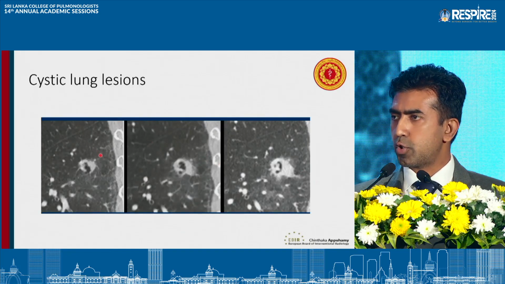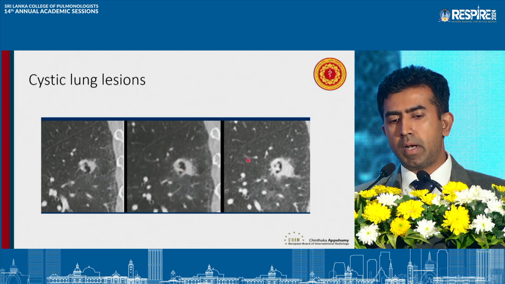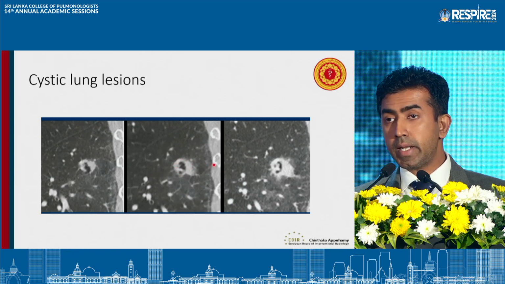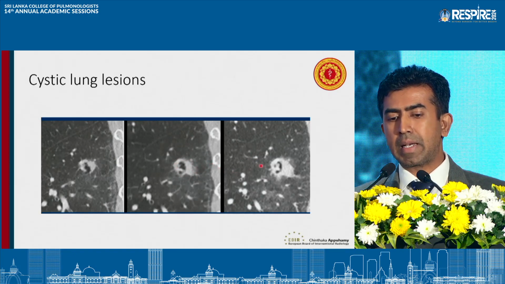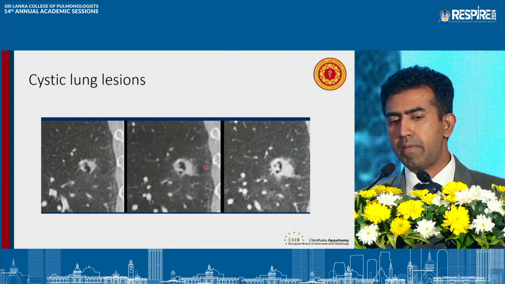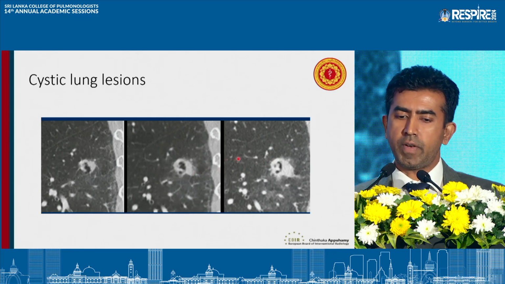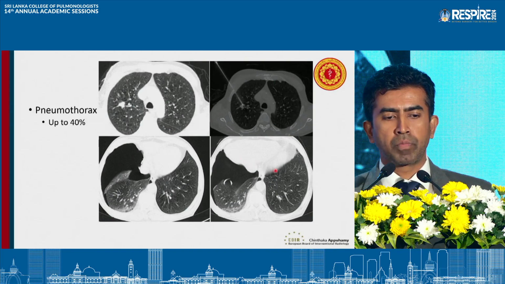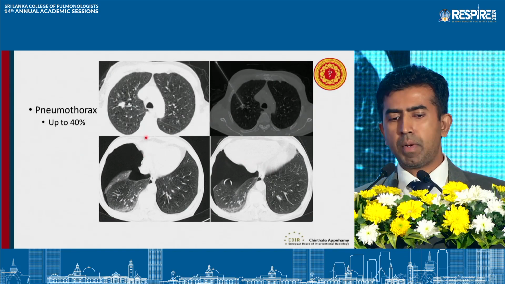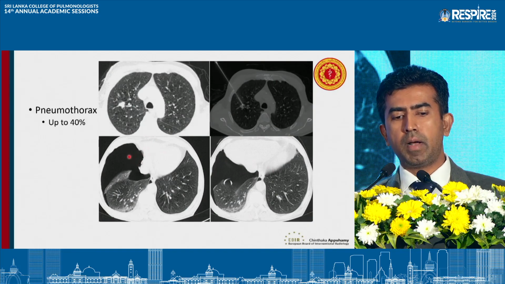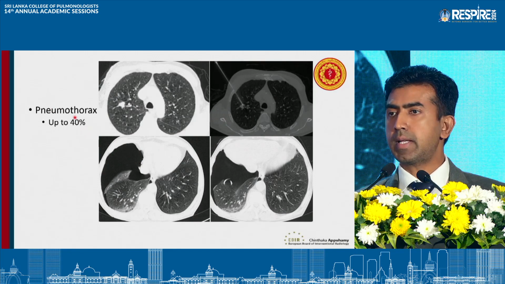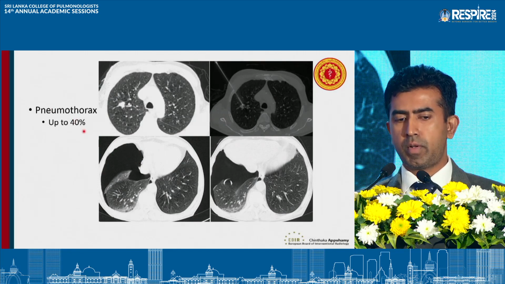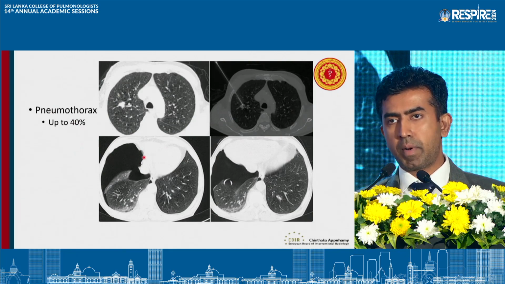Cystic lung lesions also can be biopsied, but the needle should be targeted to the periphery or the solid area, because advancing a needle into a cavity again increases the risk of pneumothorax. This is one such example of a massive pneumothorax following lung biopsy, and in some series they reported up to 40% pneumothorax prevalence.